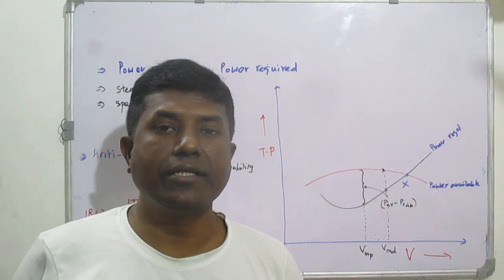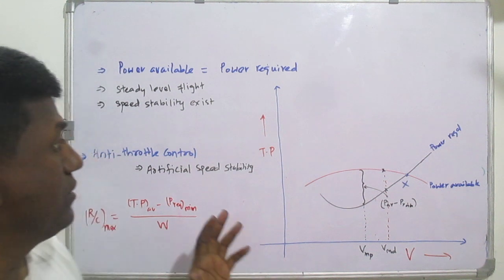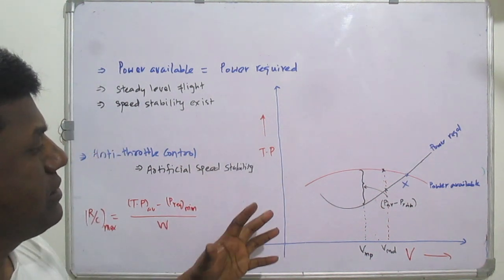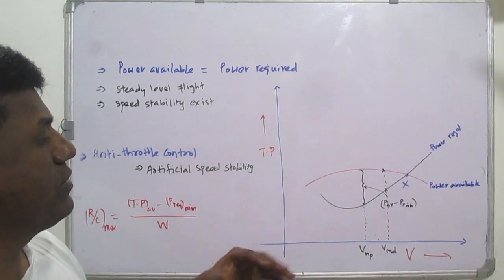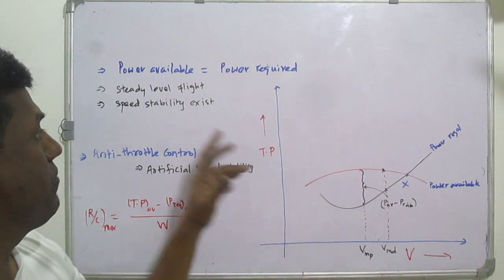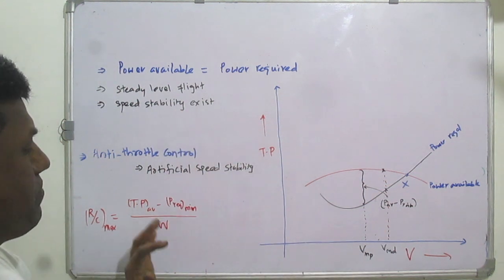Good evening, dear friends. In the series of learning aerodynamics, we are discussing the climbing flight. So, in this lesson, let us discuss how speed stability affects the performance, or the rate of climb.